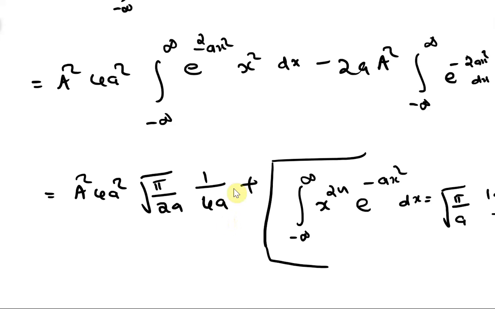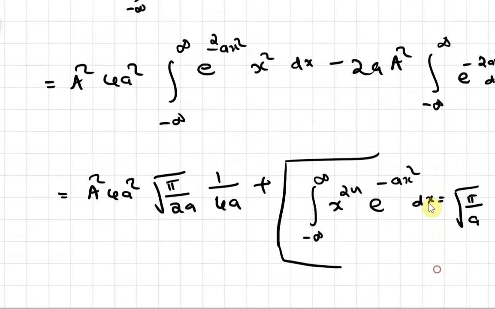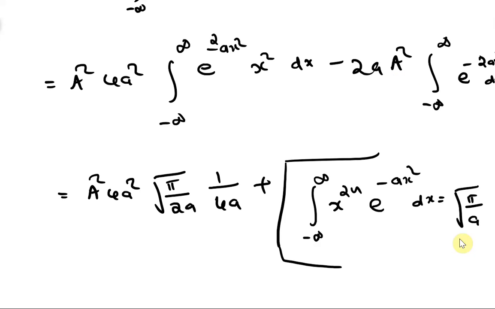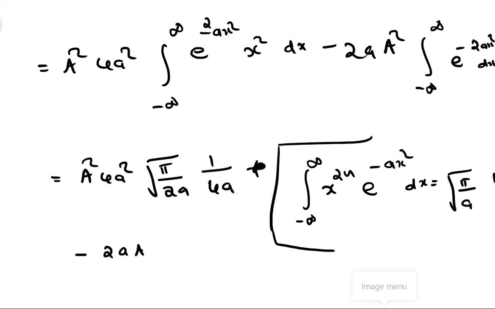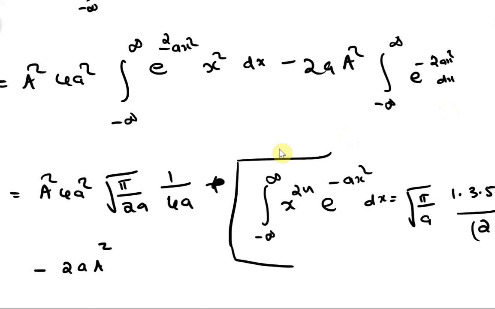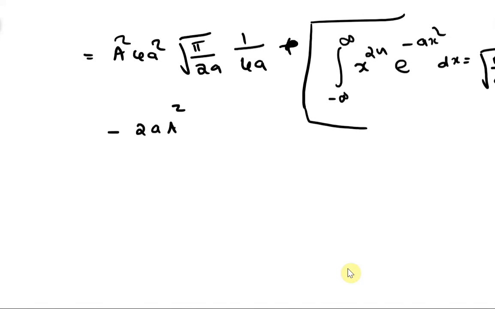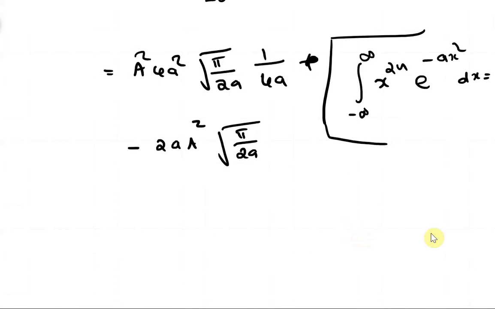Plus another term, minus 2a square is there. Along with that, it's not plus. I think I myself will be confusing after some time. Minus 2a square integral minus infinity to infinity, this is nothing but root pi by a, root pi by 2a, it will become root pi by 2a. So that's the complete terms.